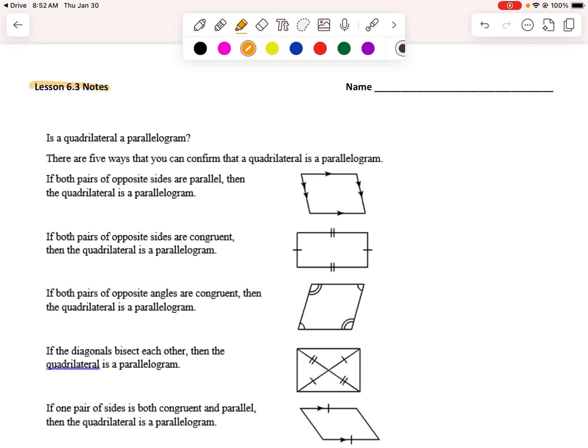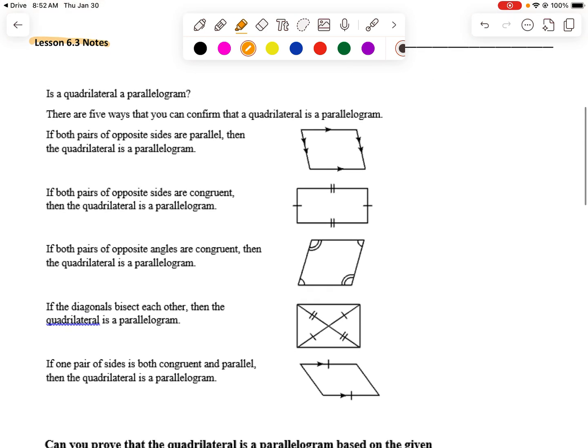So we know that there's 5 things that make, like 5 properties of a parallelogram. And so we're going to use those 5 properties to prove that a quadrilateral is a parallelogram. Okay, so these are the 5.